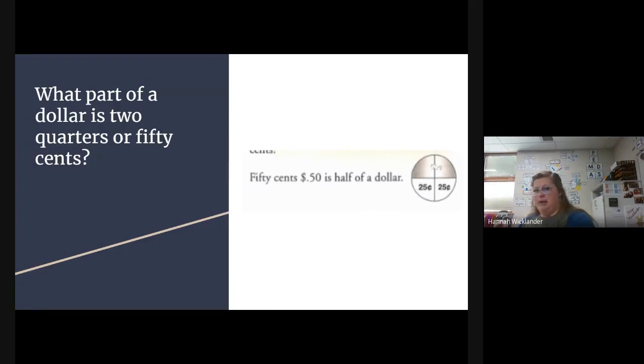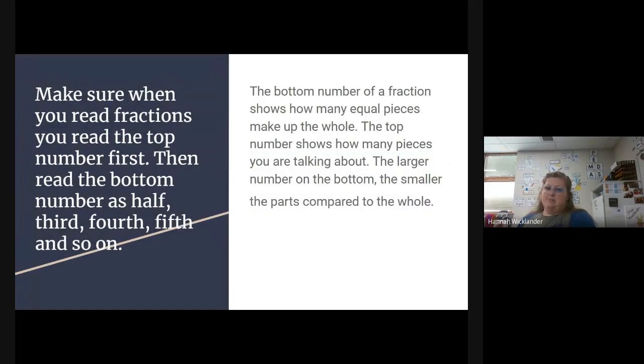Good job. Next up, make sure when you read fractions, you read the top number first, then the bottom number. If it's 2, it's half, 3 is third, and from so on, you go 4th, 5th, 6th, 7th. So you just take the number and add th. So make sure you read the top number first, and then the bottom number, and you say it like that, not just the number.